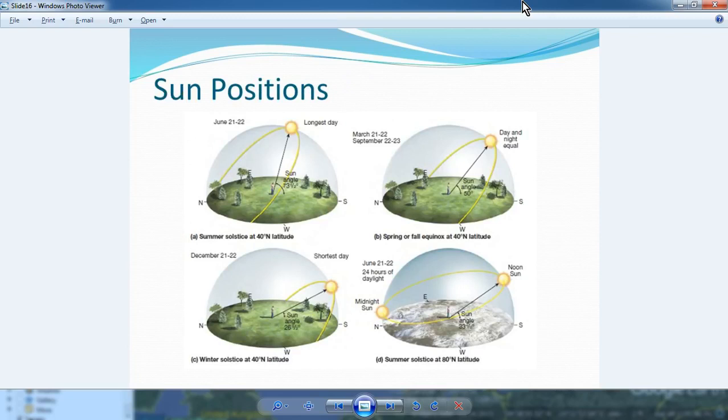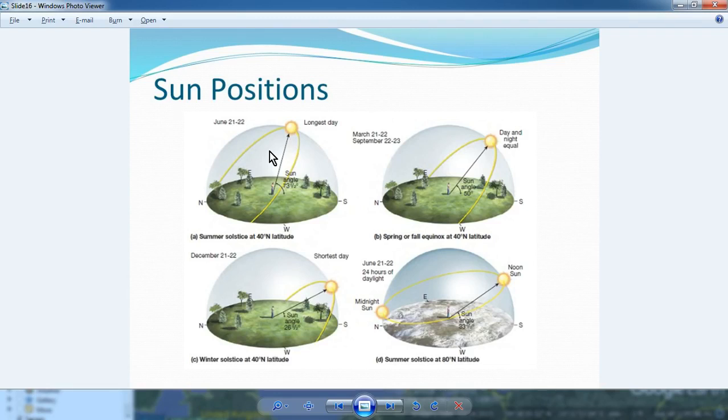Okay, this one I'll show, I'll come back to it later. Let me go back here to the solar angle. At 40 degrees north latitude, these are mostly temperate countries. On June 21, the solar angle is about 73 degrees. If it's right above your head, the solar angle is 90 degrees. This is 12 noon.